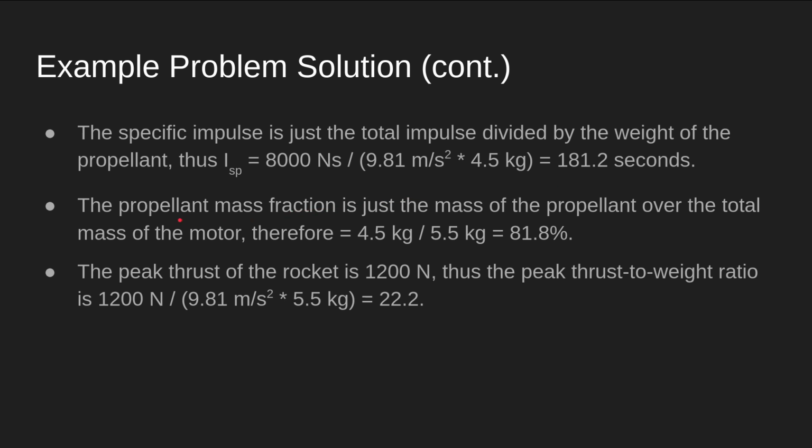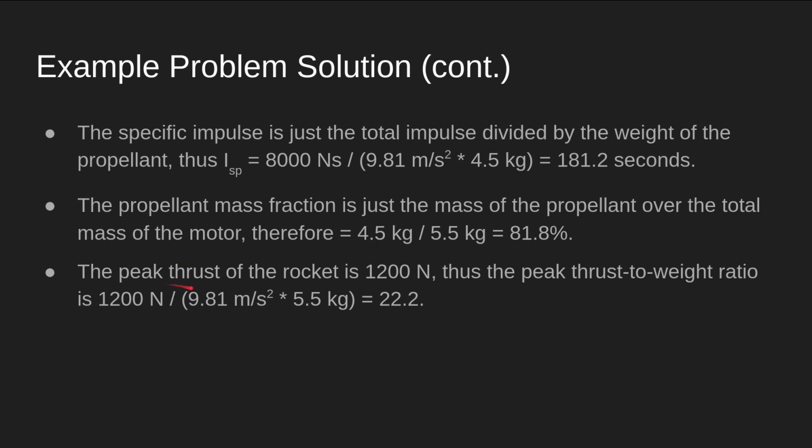And the propellant mass fraction is just the mass of the propellant over the total mass of the motor. So we have 4.5 kilograms of propellant divided by 5.5 kilograms for the rocket, and that gives us 81.8% for the propellant mass fraction. That's pretty good. That means only about 18% of the motor is like dead weight.